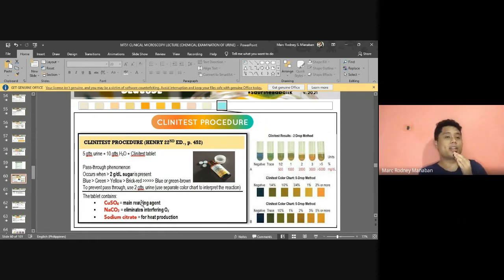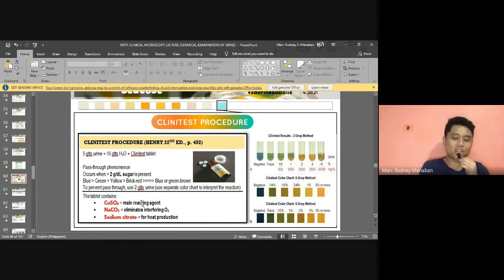This pass-through phenomenon is due to reoxidation. The reoxidation of the cuprous oxide or copper oxide back to the initial copper sulfate, or copper in a different metabolite form. Okay, so it returns to this because of reoxidation. It's because of maybe exposure to oxygen after a long period of time and due to the high concentration of metabolites and high concentration of glucose. Alright, so when you use just 2 drops, dears, the reaction lasts longer. Okay, so that is to prevent the pass-through phenomenon.